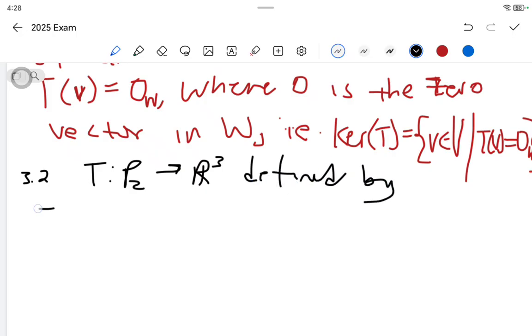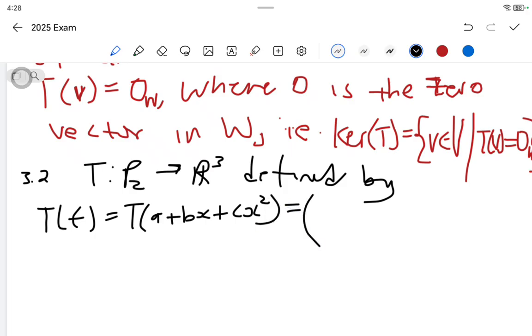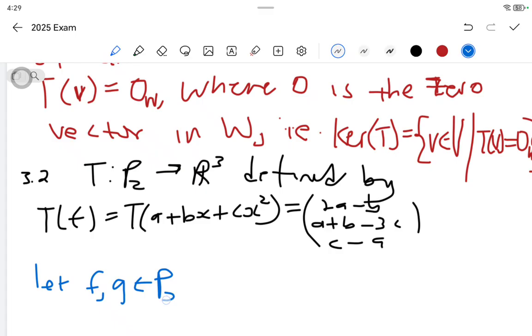this was defined by T of a plus bx plus cx squared, which is equal to 2a minus b, a plus b minus 3c, c minus a. So what you have to do first, you must let this be an element of P2. You're going to let two of them. We let f, g be an element of P2 such that you let it be an element of the domain, right?